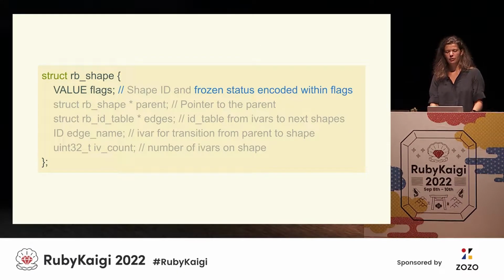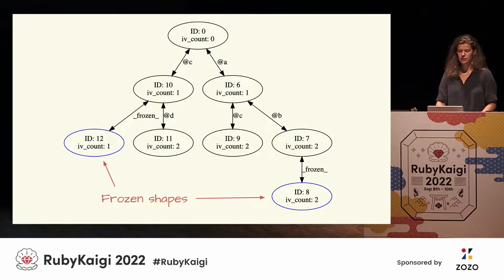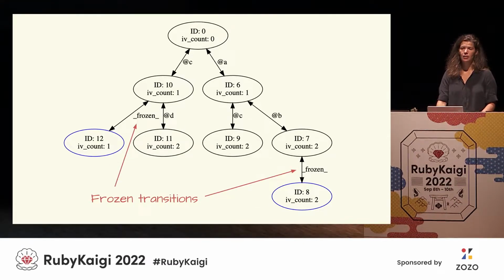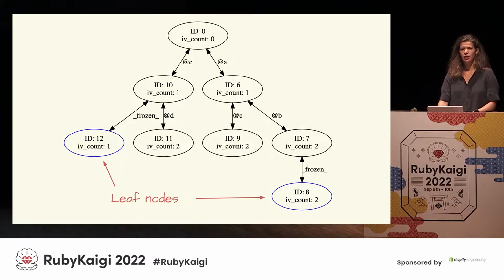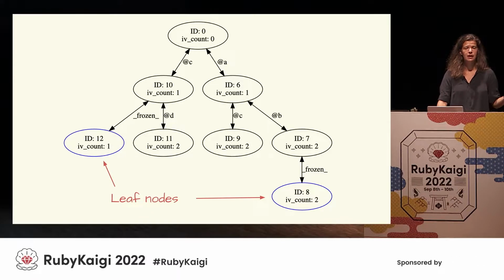We also encode the frozen status within the flags. So if you look at this shape tree, the shapes that are highlighted in blue are frozen shapes. And like we know by now, this means they've had frozen transitions. And another thing to note about these frozen shapes is that they're leaf nodes, right? Because we're only setting frozen properties and instance variables as transitions, once a shape is frozen, it can't then add any more instance variables, so it'll have no more transitions.